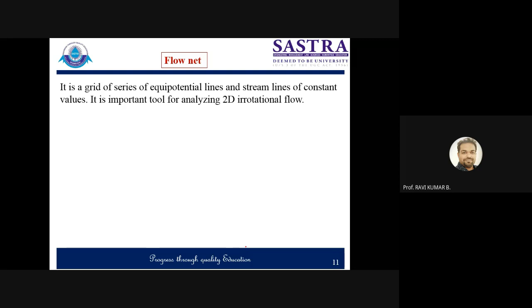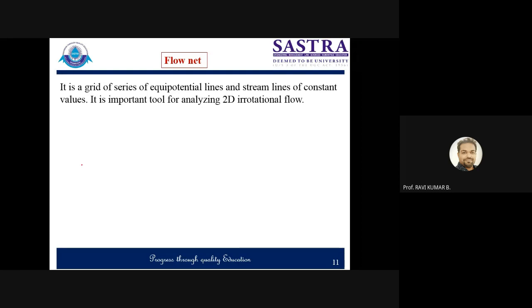It is a grid of a series of equipotential lines and stream lines of constant values, right? So it will be forming some sort of grid, like when you are doing any kind of analysis, either flow analysis or structure analysis, what you need to do is meshing. Meshing is nothing but a grid. You are creating the grids. So one element of that grid will be a square element. And for the sake of simplicity, we always consider the square element for the study instead of going for a circular element, because writing and solving the quadratic equation is much more complex than solving the linear equation. So that's why we always consider square elements everywhere.